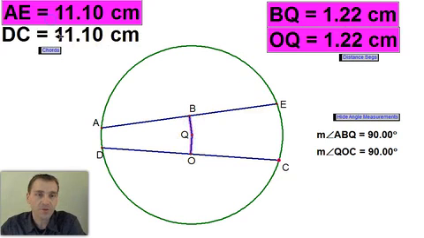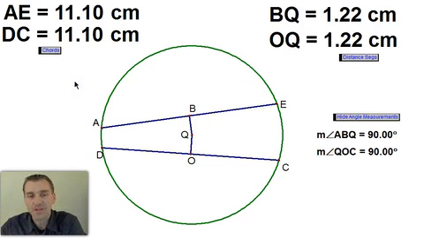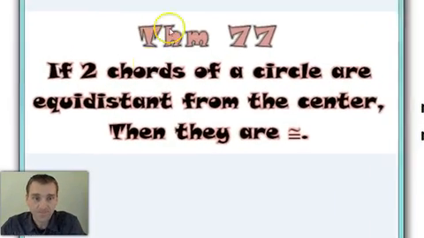Over here, you see the actual chord lengths. Bam! They are congruent. So this is actually leading to a theorem. That theorem is Theorem 78. Let me pull it over here for you. Or no, it's Theorem 77, sorry. So Theorem 77 says this.